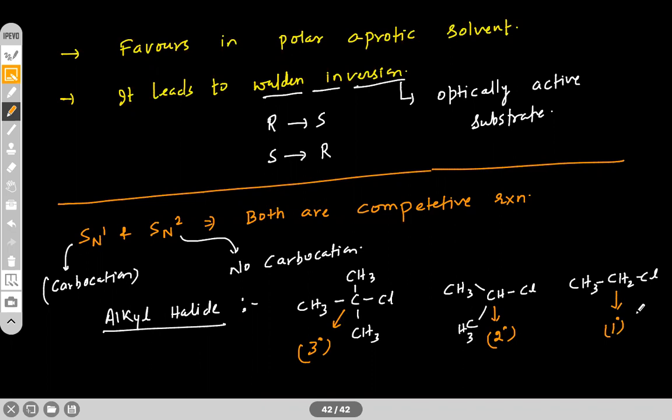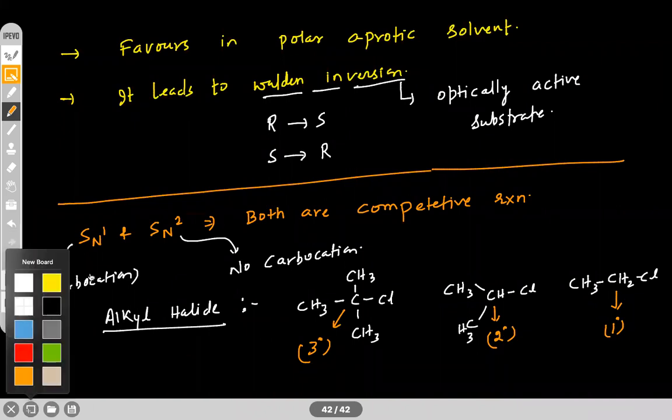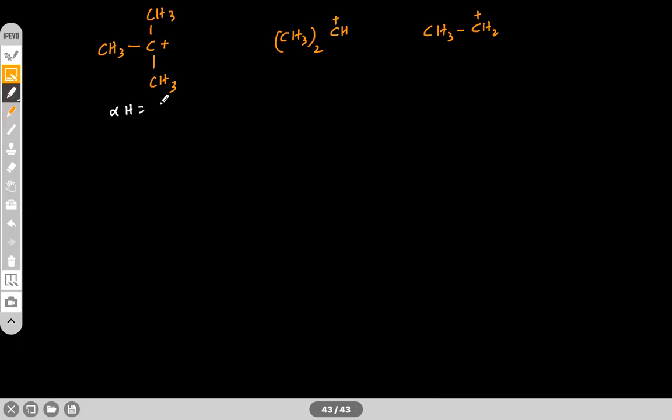Now, we know the 3-degree carbocation is more stable than 2-degree and 1-degree because of the hyperconjugation effect of the alpha hydrogens. The carbocation that forms in the first case is this one. In the second case, the carbocation is (CH3)2CH positive charge, and it is CH3CH2 positive charge in the third case. The number of alpha hydrogens here would be 9, here 6, and here 3. So due to hyperconjugation, more alpha hydrogen means more stability, right?